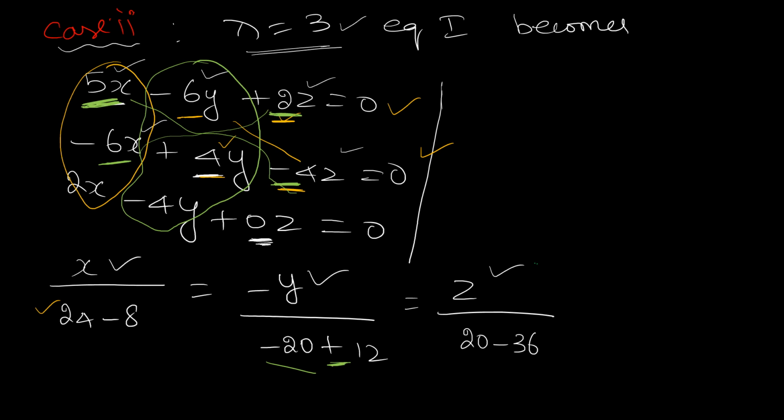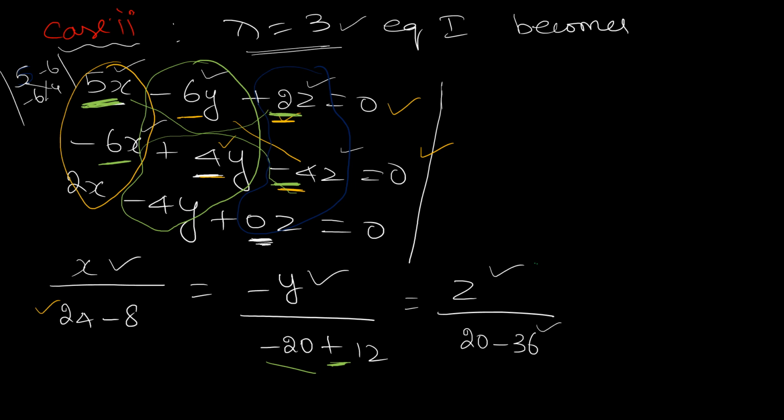And finally Z. Leaving this Z column, what are the other two coefficients? So 5, minus 6 and minus 6, 4. This is the determinant. So 5 fours are 20 minus 6 into minus 6, so minus 36. So this will become plus 36 because of the minus we have here.